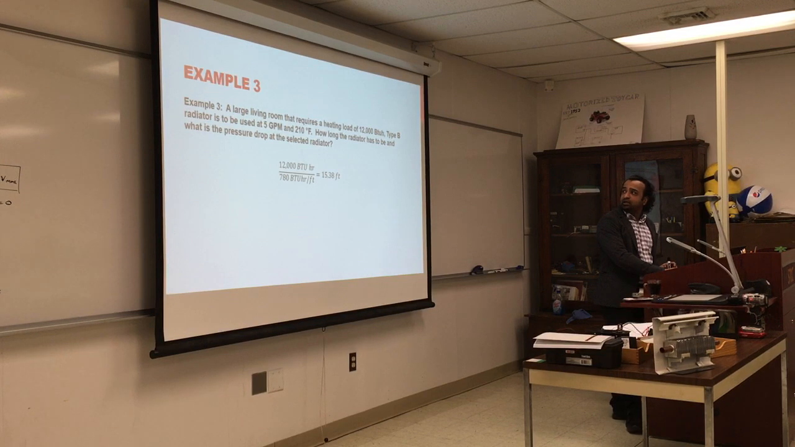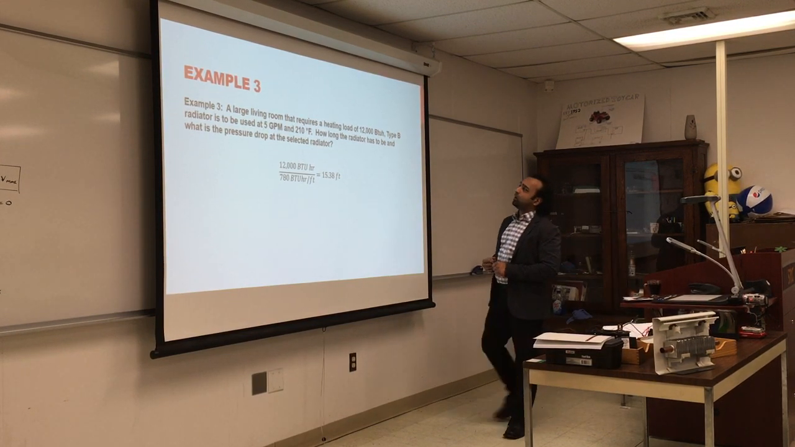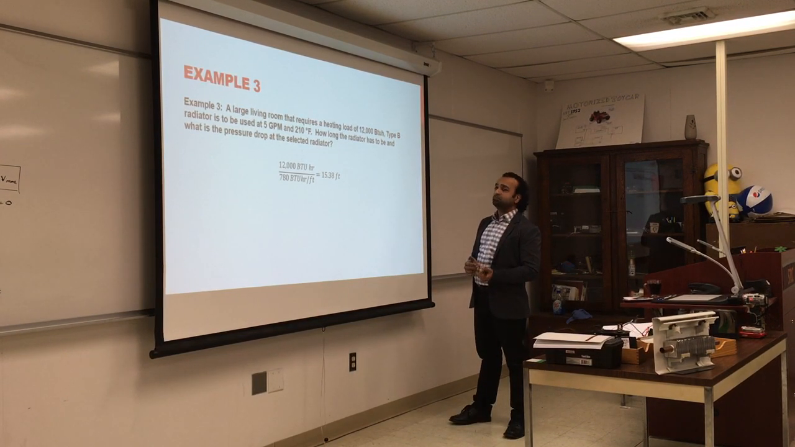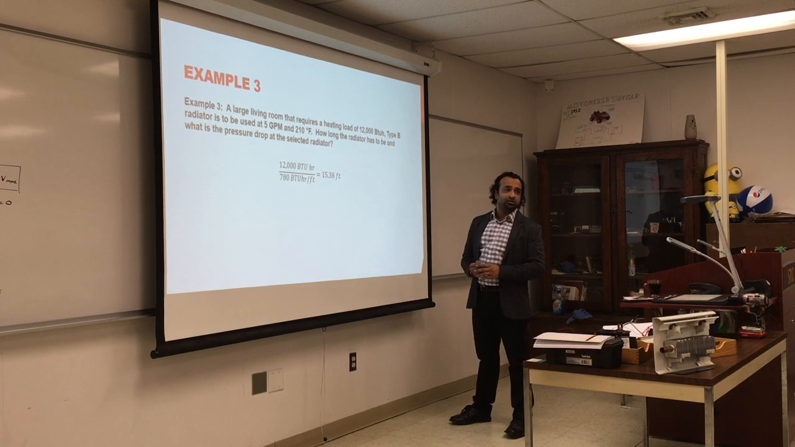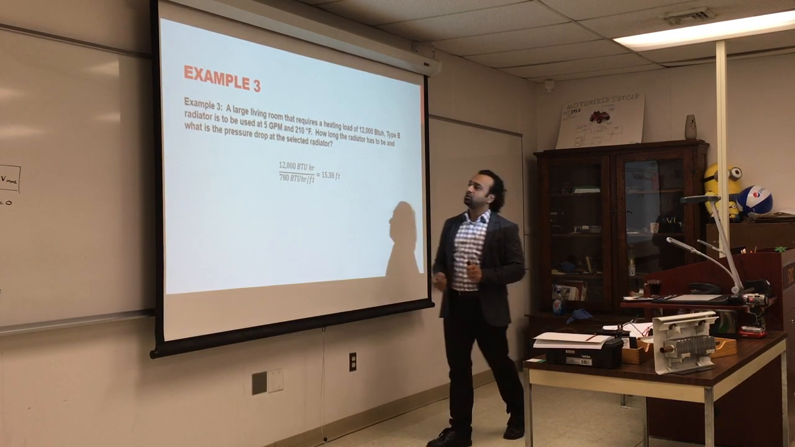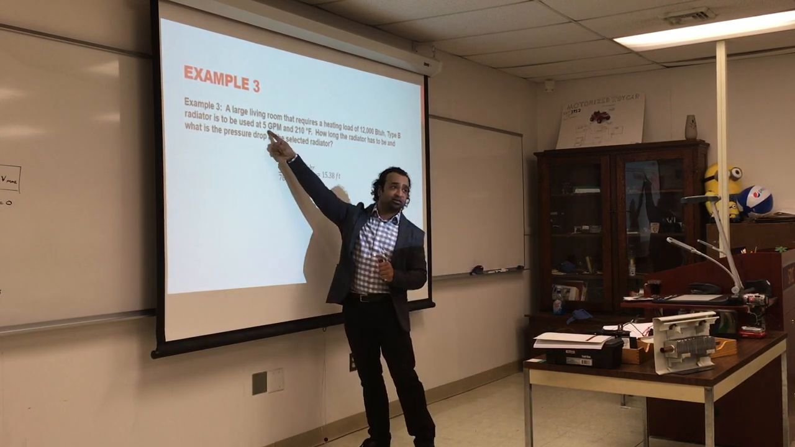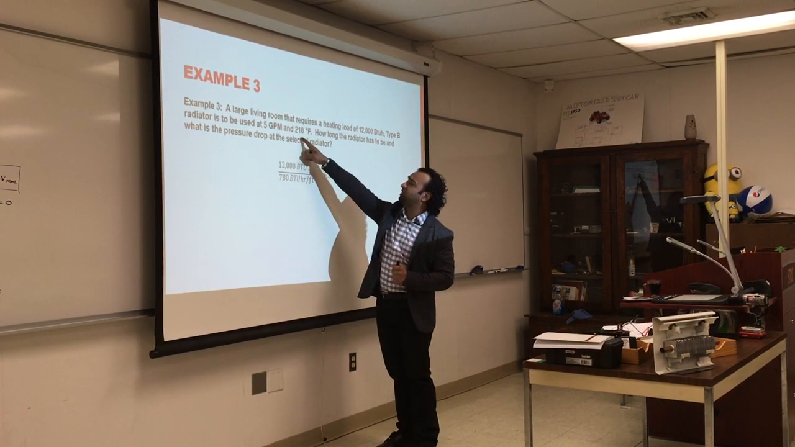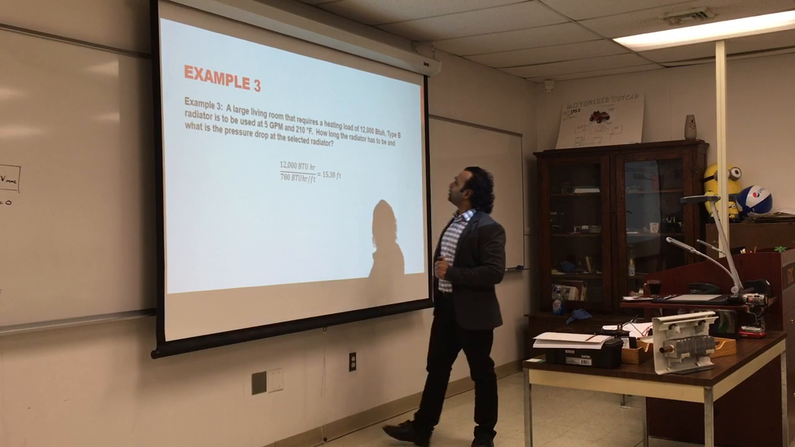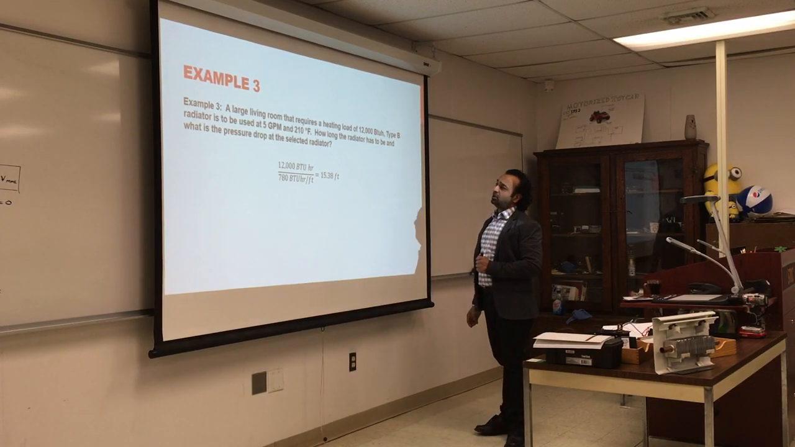Another example. A large living room requires a heating load of 12,000 BTU. Could be typical. Type B radiator, I don't know why you would use that, but just like for exercise, it's very small. It's used at 5 GPM, which is higher than 4, so I'm going to go with 4 if I have to. Temperature drop of 10. How long does the radiator have to be, and what is the pressure drop at the radiator?